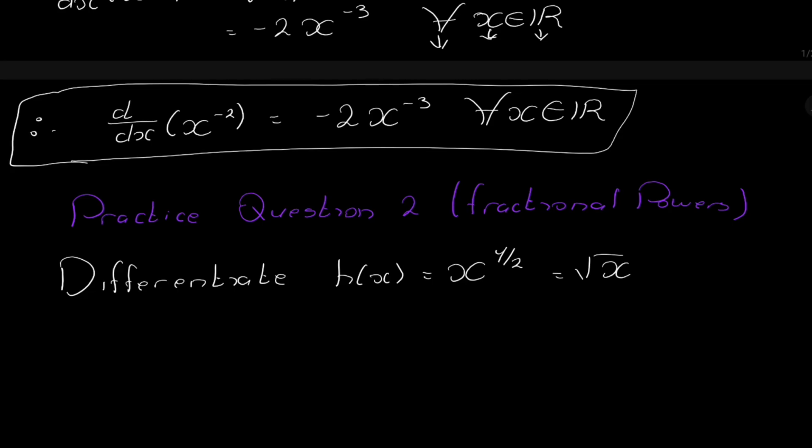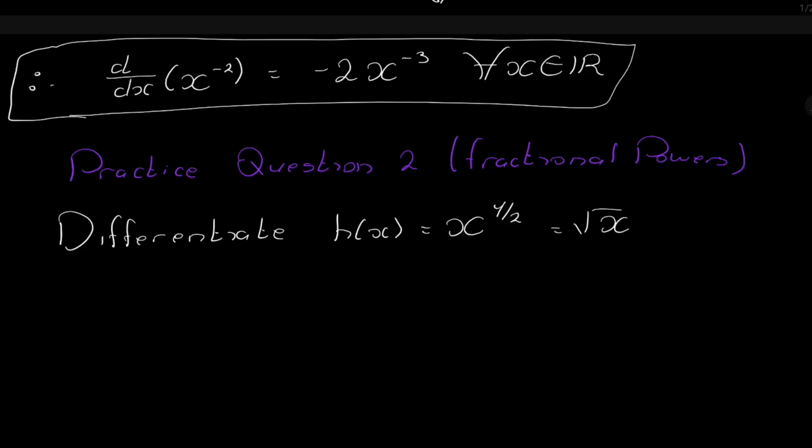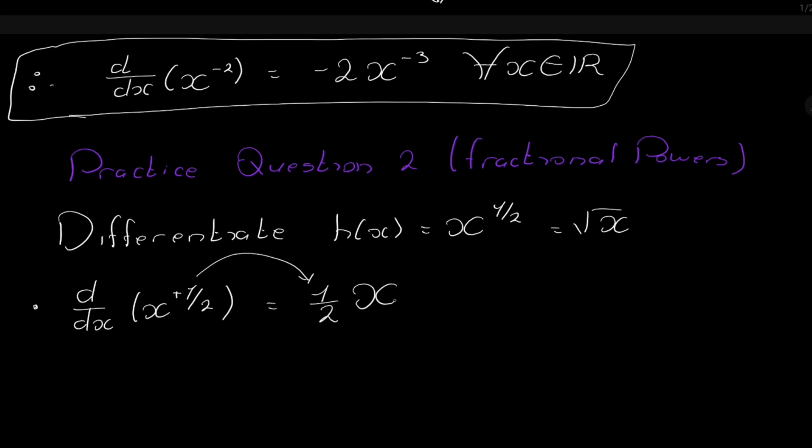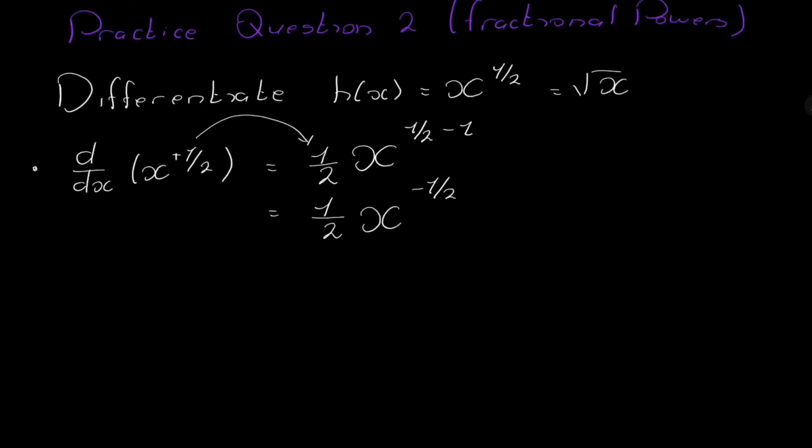What is our first step? Our first step is to bring down our power as a multiplier. What does that tell us? The derivative of x to the power half, we bring down our power here as a multiplier. What is our next step? We subtract 1 from our power. And what does this give us? Half x to the negative half. What is our third step? We specify the domain for which this function works. It works for every real value of x.